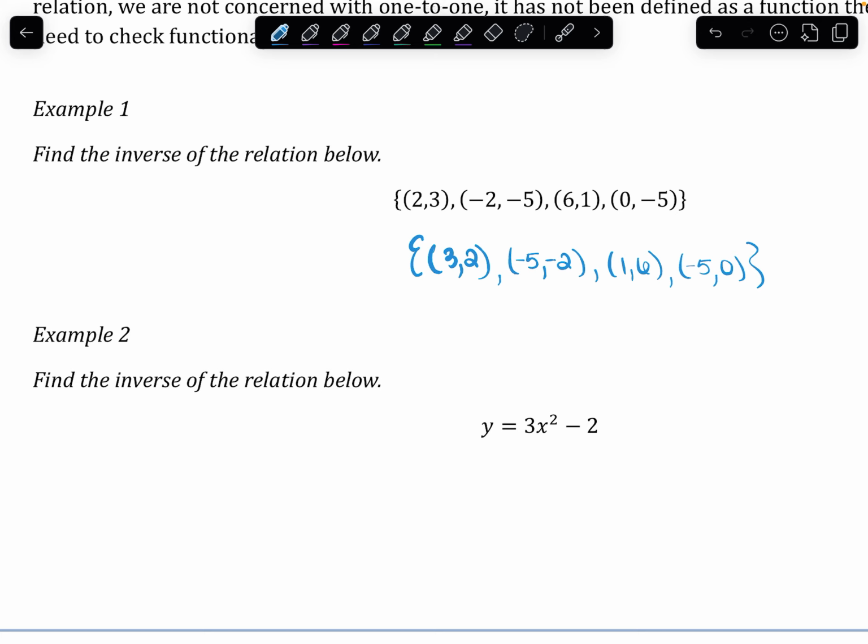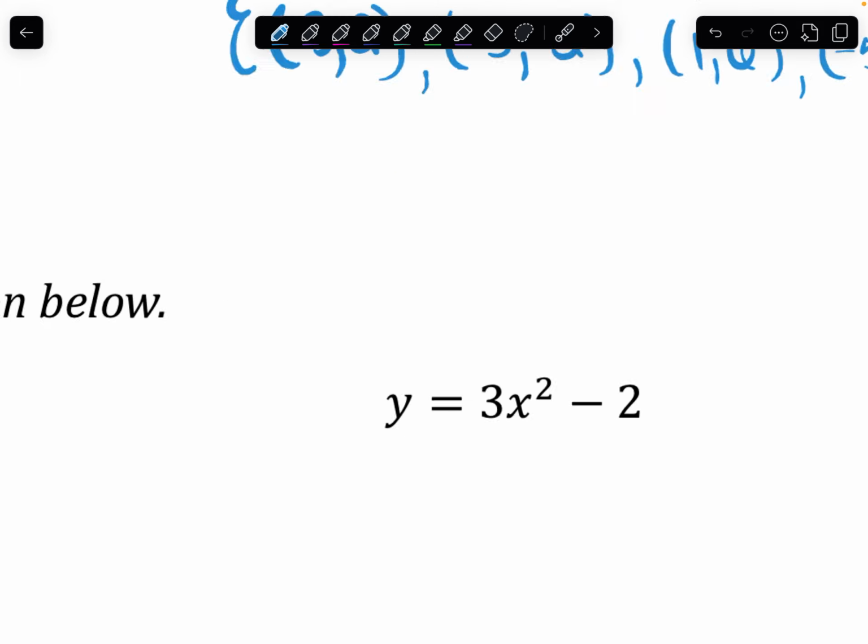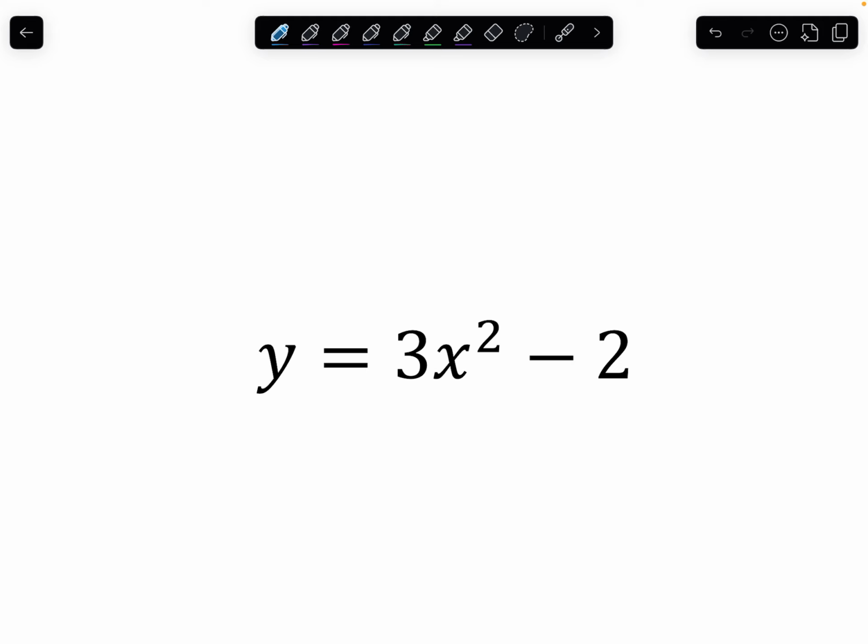Okay. Next example, find the inverse of the relation below. Again, a relation means we don't have to worry about whether or not the inverse exists. If we're looking for the inverse of a function, it has to exist, and we will be going over how you know whether or not that inverse does exist.